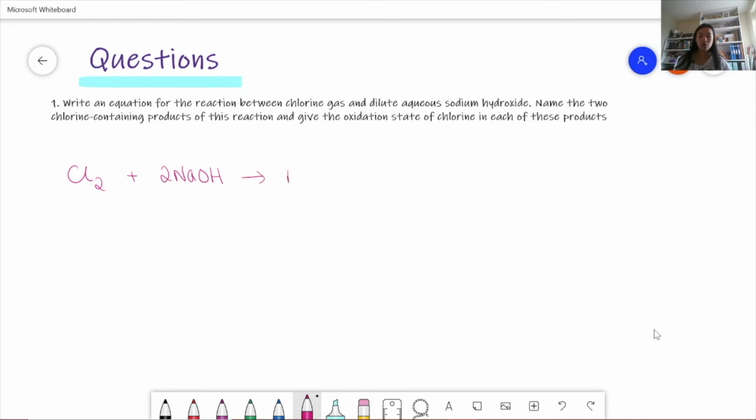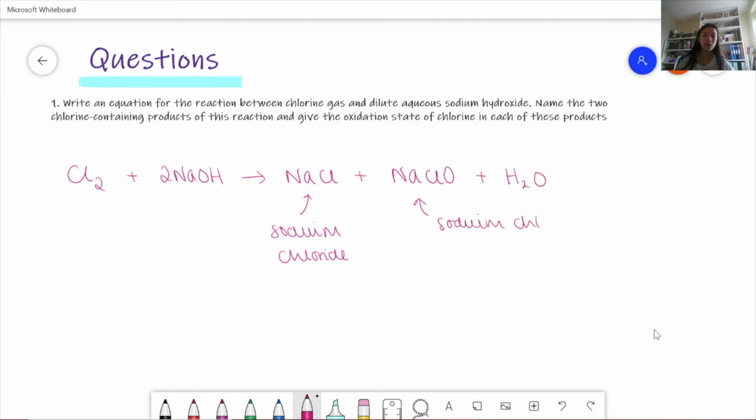and this goes to form sodium chloride and sodium chlorate and water. And so we have this as sodium chloride, and this is sodium chlorate. And we could also put in the oxidation number of the chlorine, which is 1. So it'd be sodium chlorate(I).